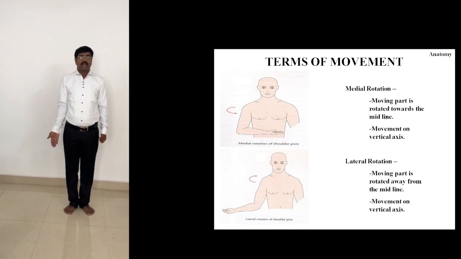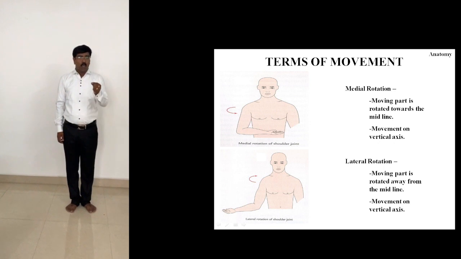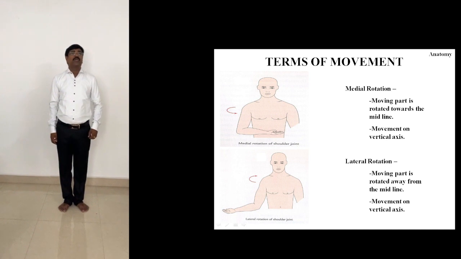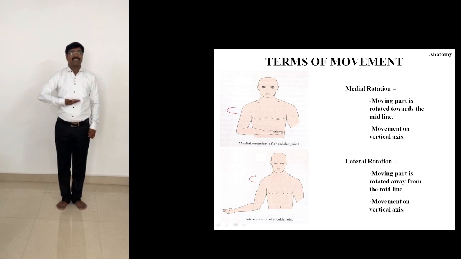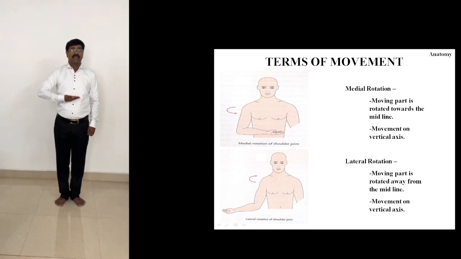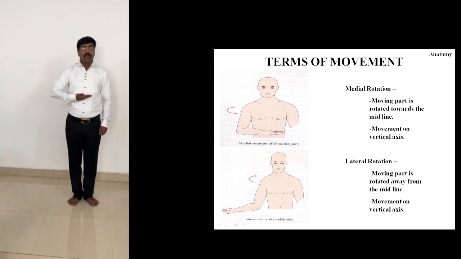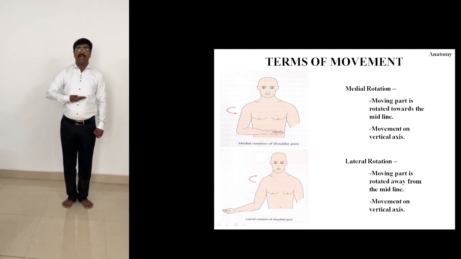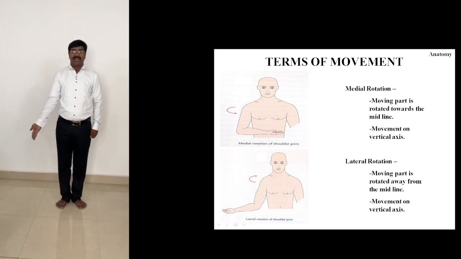So now from the anatomical position I am bringing my hand like this. I will read the statement now. Medial rotation means moving a part which is rotated inwards to the midline. So I am rotating inwards to the midline. So this is called what? Medial rotation. Likewise, from the same position I go back to my original position, called lateral rotation, that is, moving a part which is rotated outside or externally, away from the midline, is called what?